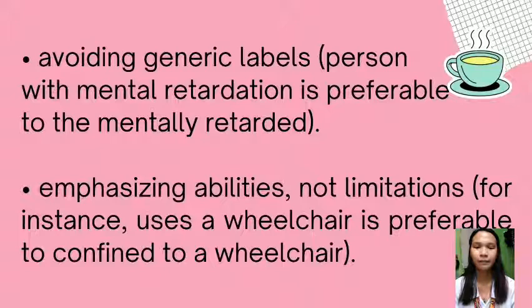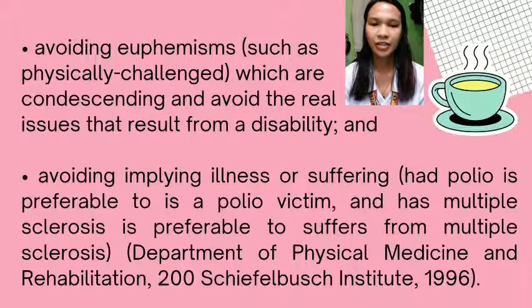Do not use subjective descriptors such as unfortunate, pitiful, or sad. When describing people with disabilities, emphasize abilities. For example, instead of saying John is confined to his wheelchair, use a positive expression of ability such as John uses a wheelchair, or Mary is partially sighted rather than Mary is partially blind. Avoid euphemisms such as physically challenged, which are condescending and avoid the real issues that result from a disability.